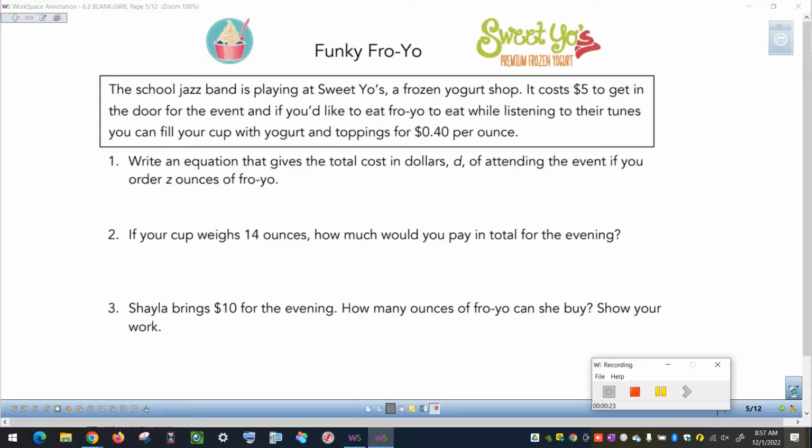So I think it's like one of those yogurt shops where you just fill your bowl, do it yourself. They have one of those scales that you just set it on and weigh it before you pay, and this is the price. You don't have to buy frozen yogurt to use the school jazz band, but it's an option.